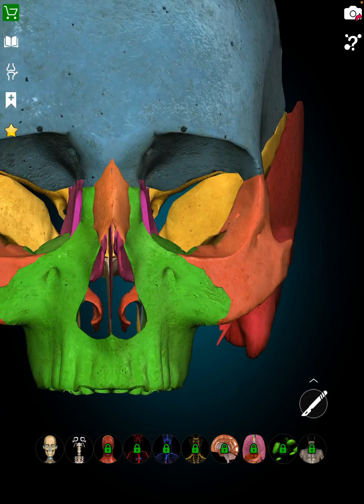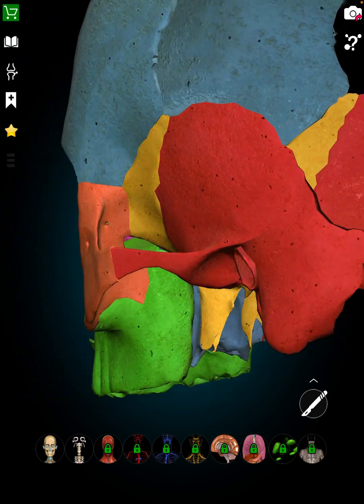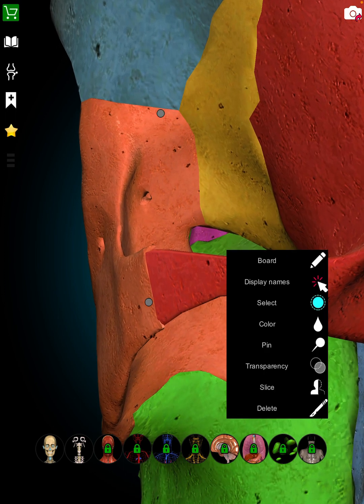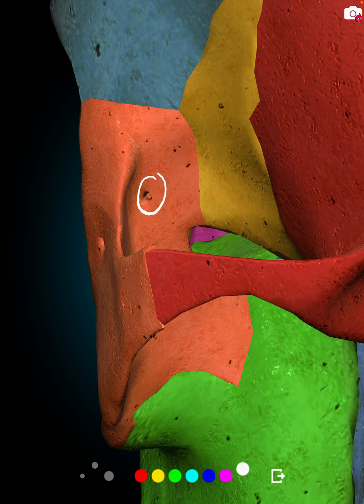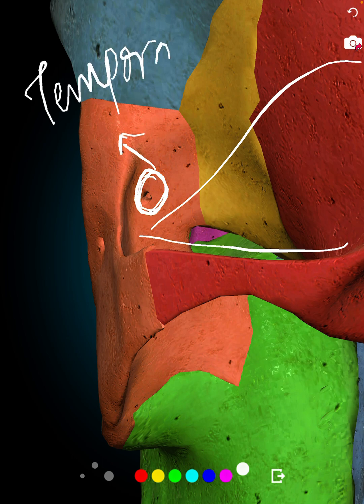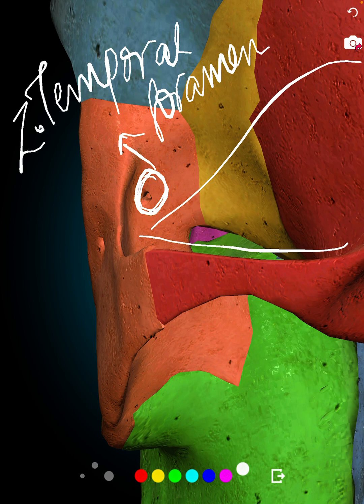Now we are going to turn the bone again to the posterior view. We have come to the posterior lateral view, and here again in our zygomatic bone we have a foramen that is opening into your temporal fossa. This area is your temporal fossa. Over here a foramen is present. That foramen is your temporal foramen, the zygomatic temporal foramen or foramen zygomaticus temporalis.